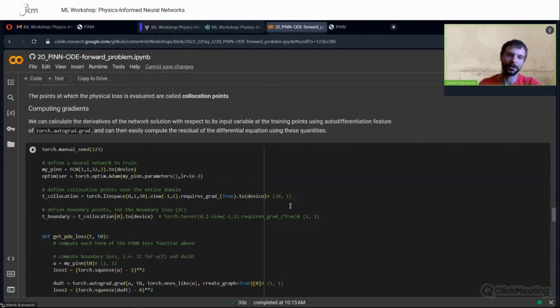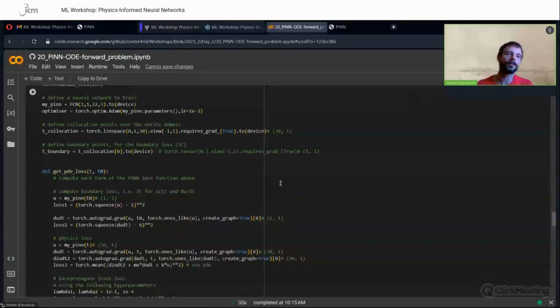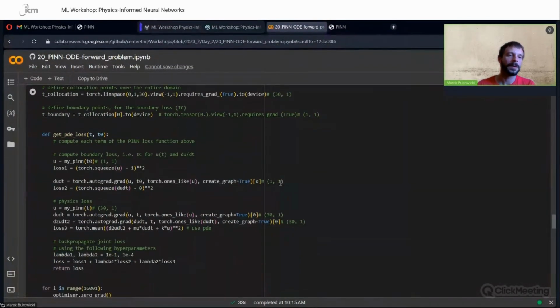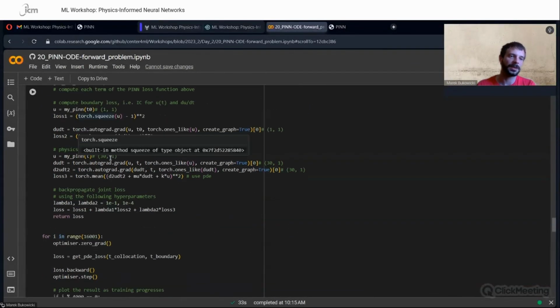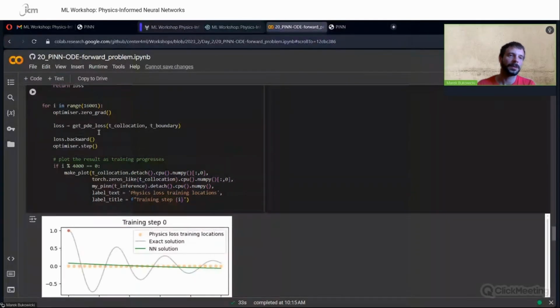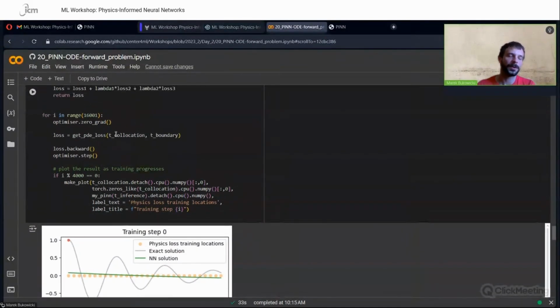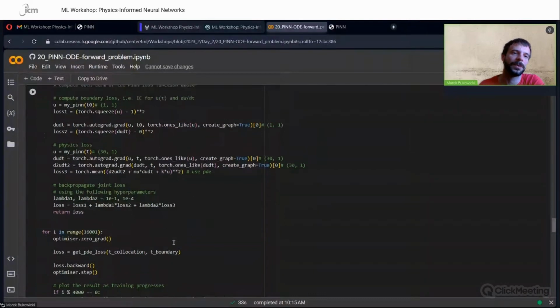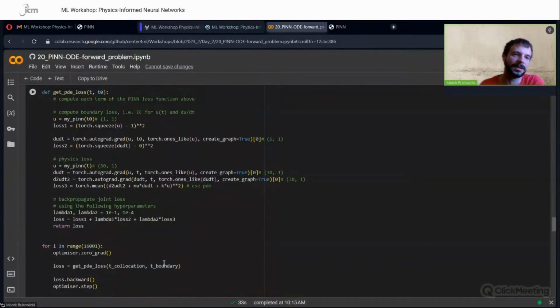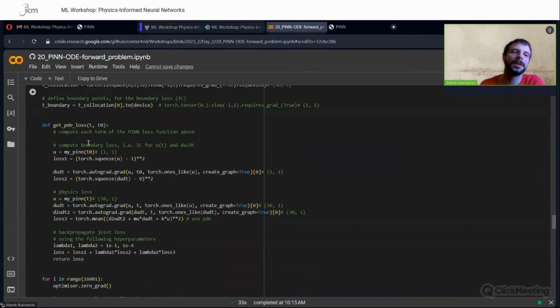But anyway, just to keep it very simple, we have linearly distributed and only 30. Yes, and how do we calculate? Let's look at the training loop once again. So the loss, the physics informed loss. Okay, so this is the loss we have. How do we calculate it? Based on the collocation points and the boundary, which is equal to 0.